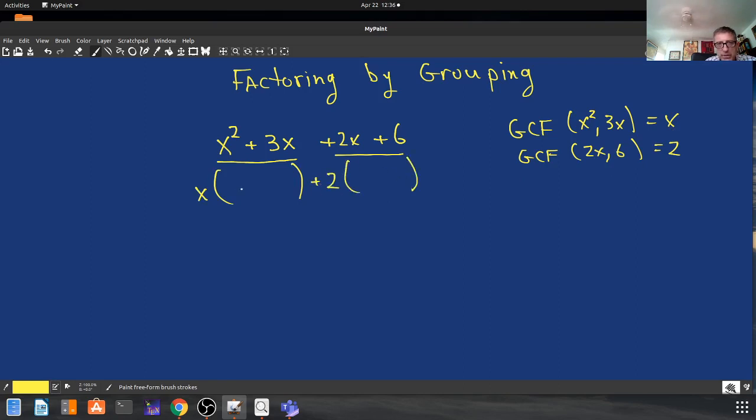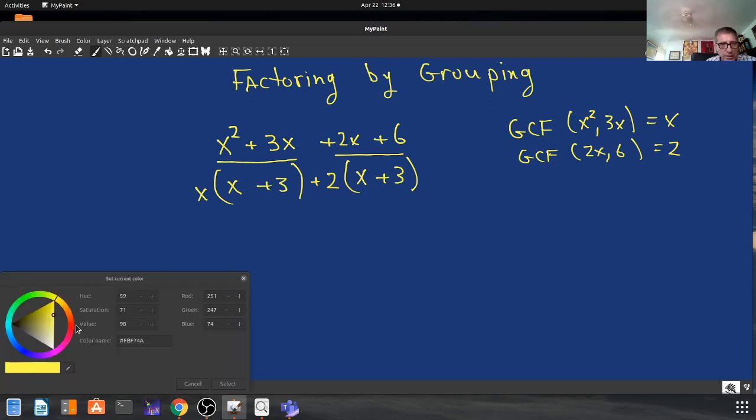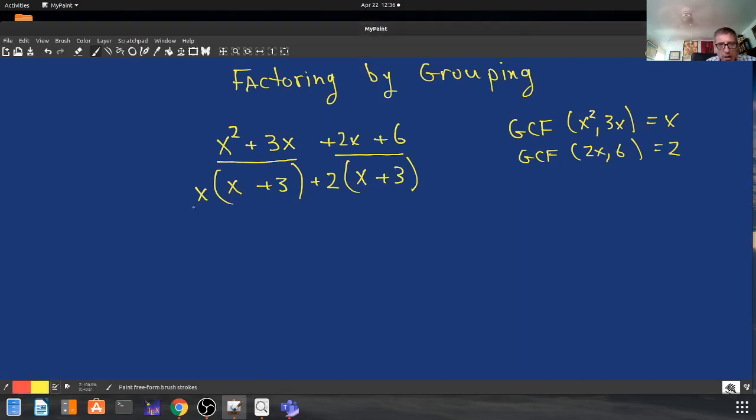So x squared divided by x is x. 3x divided by x is plus 3. 2x divided by 2 is x. 6 divided by 2 is 3. So now broken it down into a grouping of 2. And the greatest common factor of these two terms is my x plus 3 term.